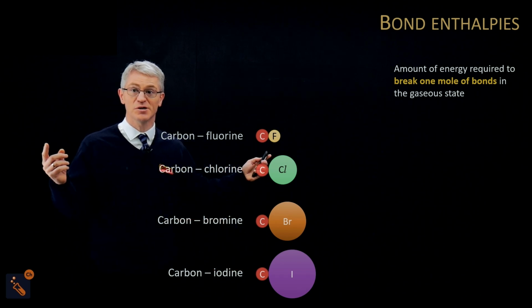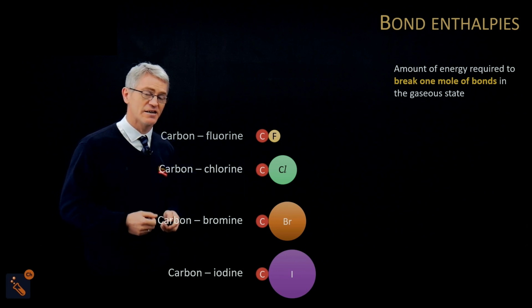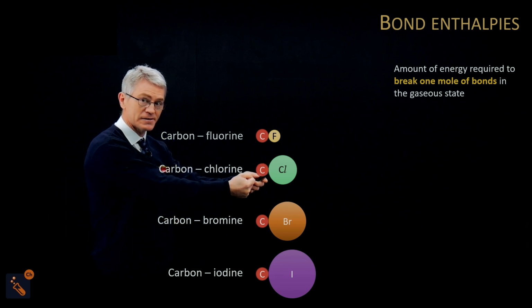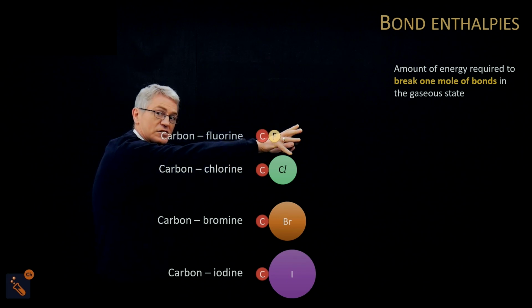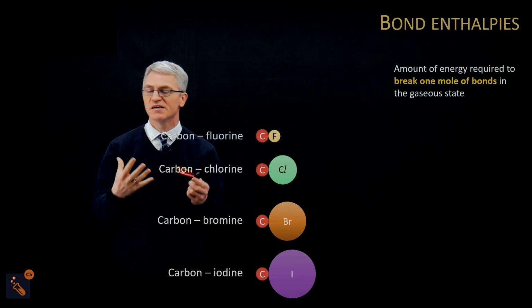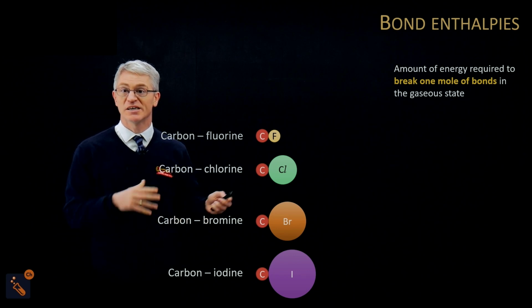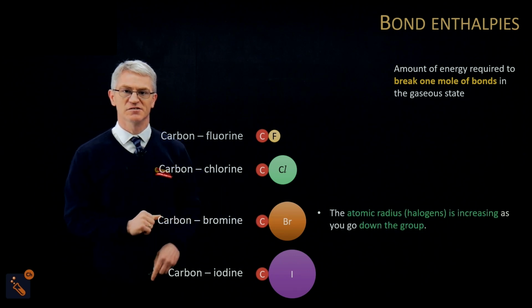Okay, because it's just further away. Imagine an analogy: you're holding on to something like this. You can hold on to it much stronger if it's right close to you like that than if you're reaching for it like this. So it's going to be weaker as you go down because of this increased distance.